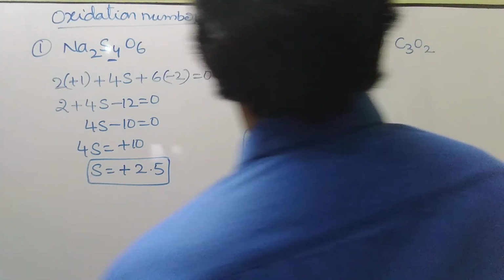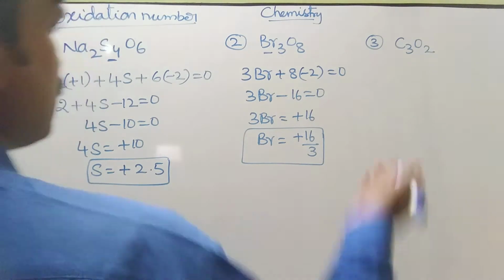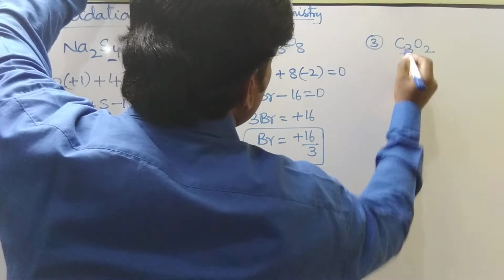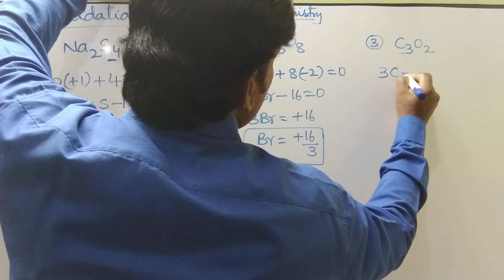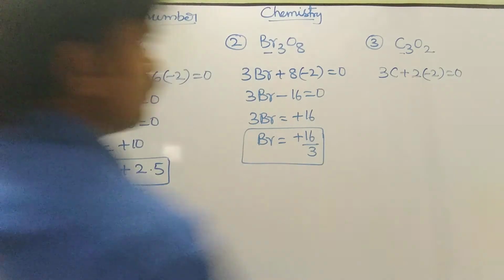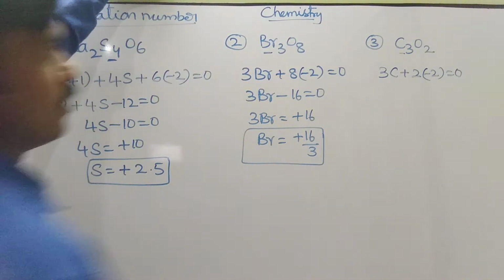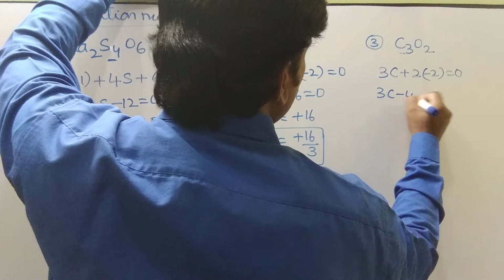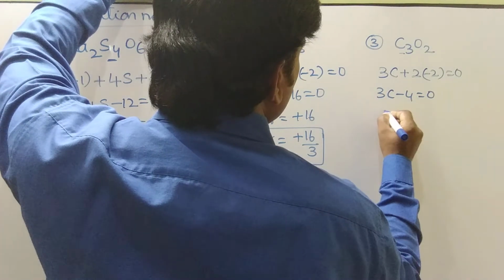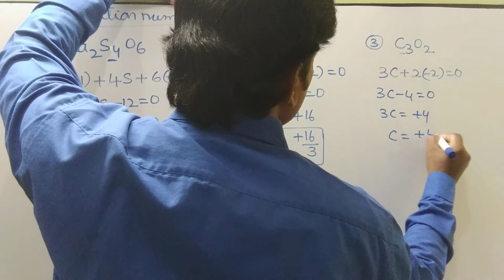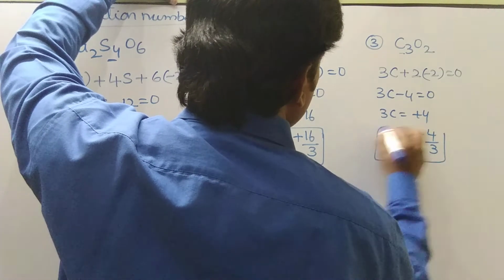Look at C3O2. In C3O2, generally it is carbon suboxide. Look at the oxidation state of carbon in this case. 3C plus 2 into minus 2 equal to 0. In carbon suboxide, 3 atoms of carbon, 2 atoms of oxygen. 3C minus 4 is equal to 0. Therefore, 3C is equal to plus 4 and C is equal to plus 4 by 3.